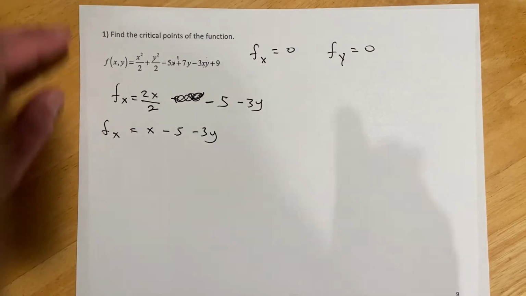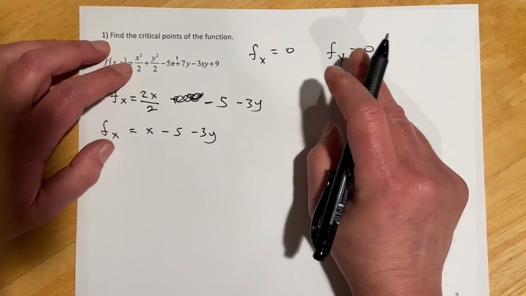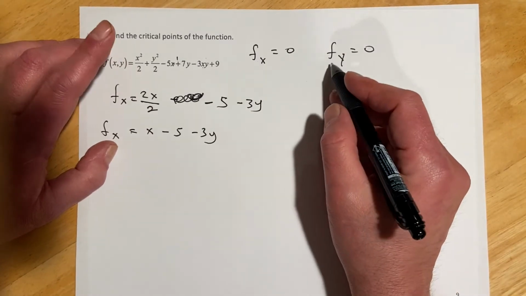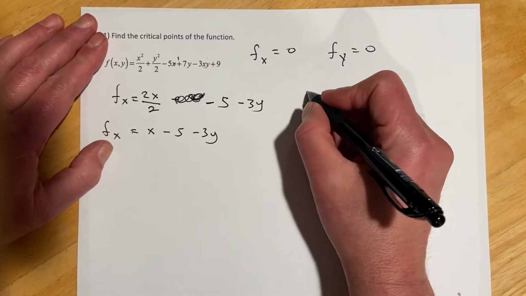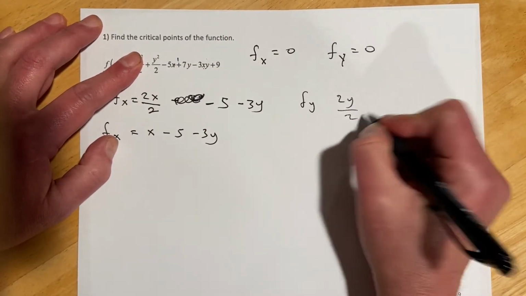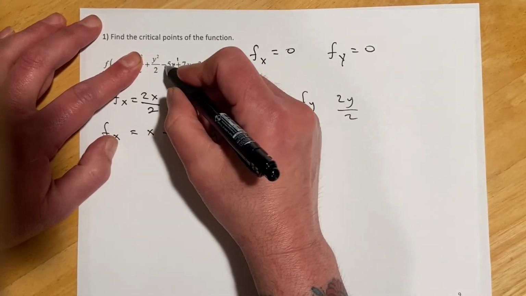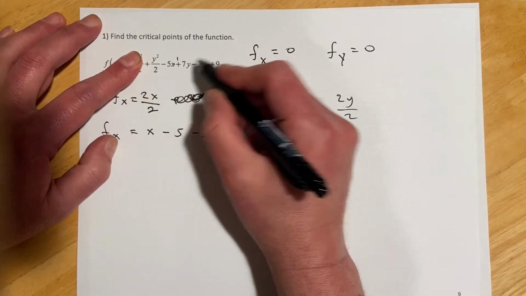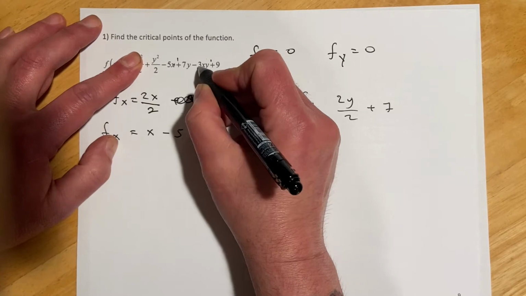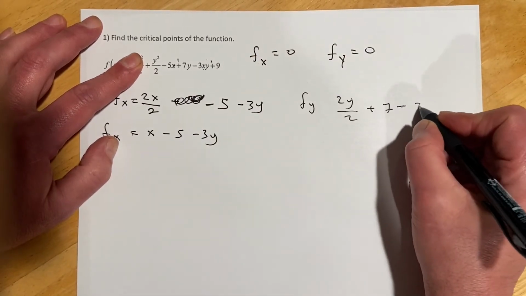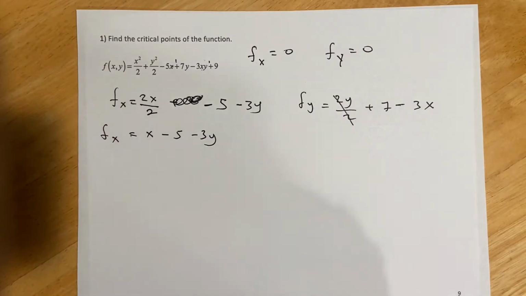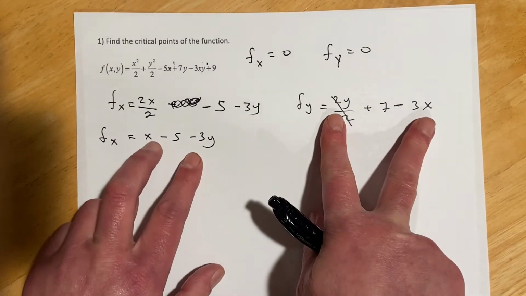So there's that. Then we'll do the same thing and take the partial derivative with respect to y. That time the x term will drop out, and then f y will be 2y over 2. The 5x term drops out. 7y would be just a 7. This one does have a y, so that'll be a minus 3x. Cancel the 2's. Now that I have that, what I basically have here is two linear equations.